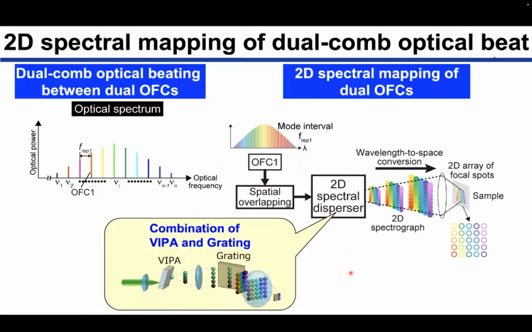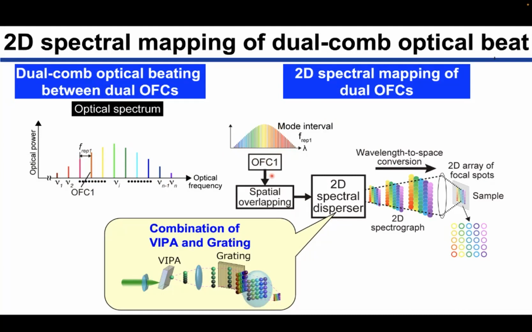But how can we generate the 2D array of excitation spots having different modulation frequencies? The answer is given by a pair of optical frequency combs, namely dual optical comb or dual comb. So the optical comb is composed of a series of frequency spikes regularly separated by a constant frequency. So here we first prepare OFC1 with a frequency interval of FREP1 as the first comb.